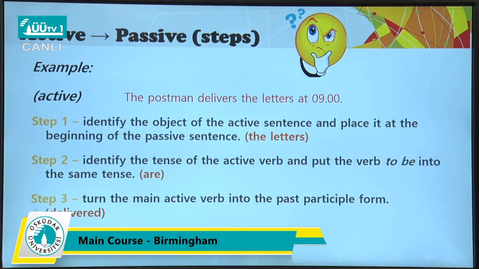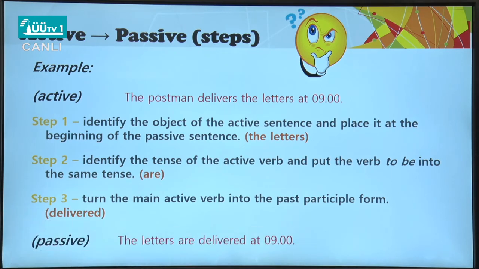Okay. Now, passive voice, active to passive voice. We're going to talk about the steps again as a review. For example, this is an active sentence: The postman delivers the letters at 9. First, identify the object of the active sentence and place it at the beginning of the passive sentence. So, what is the object? The letters. So, the letters will come at the beginning of the sentence.